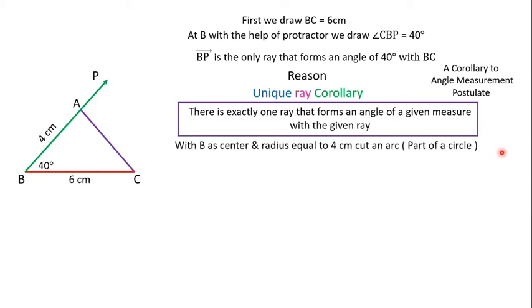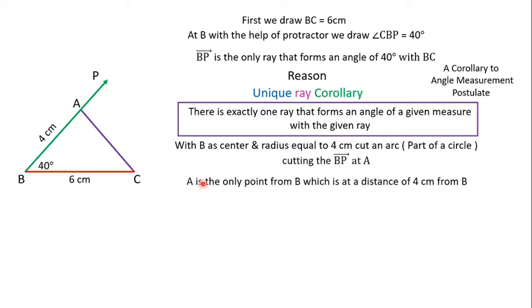Now, with B as center and radius equal to 4 centimeters, we cut an arc, which is nothing but part of a circle. With B as center, with 4 centimeter radius, with the help of compasses, we cut this. So we are going to get the point A. A is the only point from the point B which is at a distance of 4 centimeters from B.